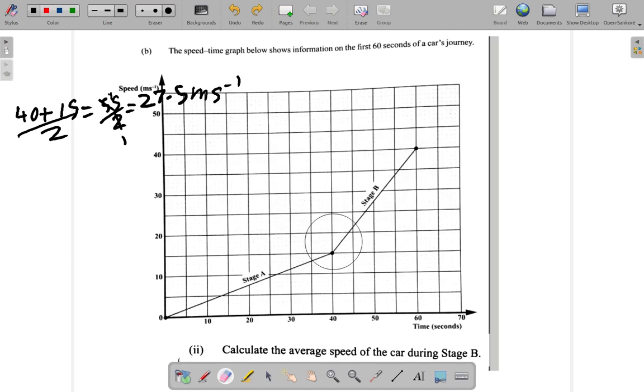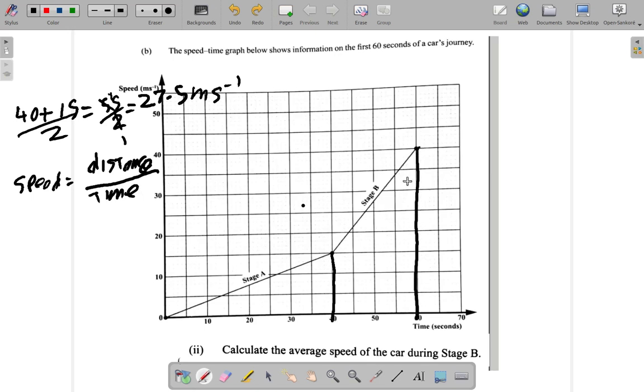Now let's try another way to see if we can get this. You know that average speed is equal to distance over time. So we could try to get the distance under this graph. What's the distance under here?